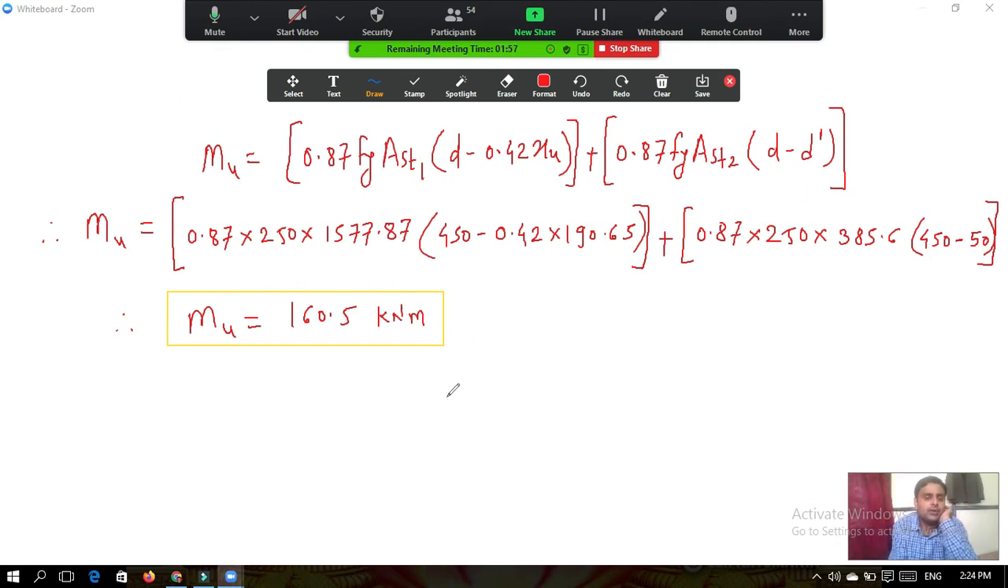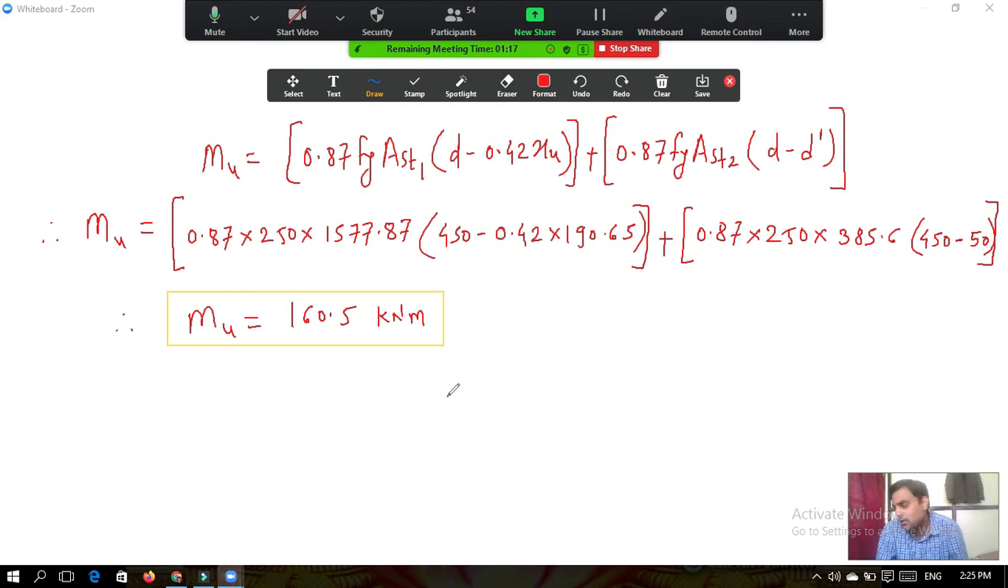After that, we have calculated the value of XU max from the ratio XU max by D for different grades of steels, which is given on page number 70 in the IS code. After that, we calculated the value of AST2. To calculate AST2, we equate CU2 is equal to TU2. The total compressive forces in the additional section must be equal to the total tensile forces in the additional section for the condition of equilibrium. So CU2 is equal to TU2, and from that we got the value of AST2.